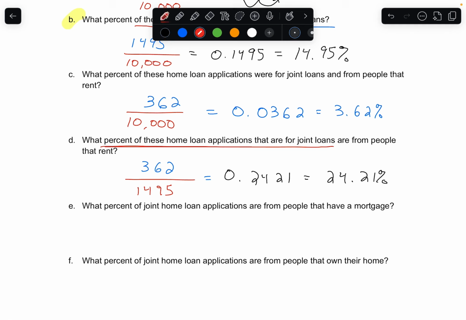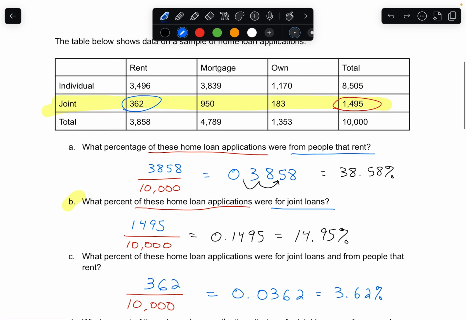Let's keep moving on to Part E. Part E says, what percent of joint home loan applications are from people that have a mortgage? So this time around, I've phrased it again just a little bit differently. I again want to start by thinking about what's my total, what percent of joint home loan applications. So I'm going to divide by the total number of joint home loan applications, which is actually the same number that we worked with last time, 1,495. So out of the 1,495 joint home loan applications, I want to know what percentage of them are from people that have a mortgage.